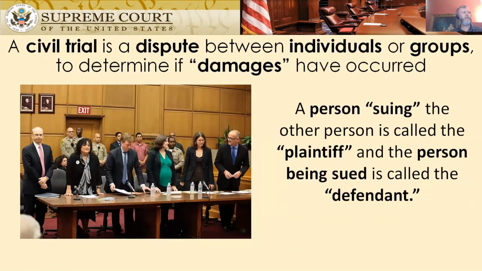And we can see here a civil trial is a dispute between individuals or groups to determine if damages have occurred. The person suing is called the plaintiff. The person being sued is the defendant. In a criminal trial, it's similar, but the state would be the plaintiff, or the city, against the person who commits the crime, and they would be the defendant.